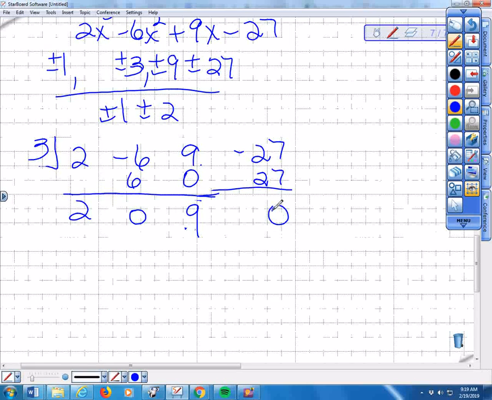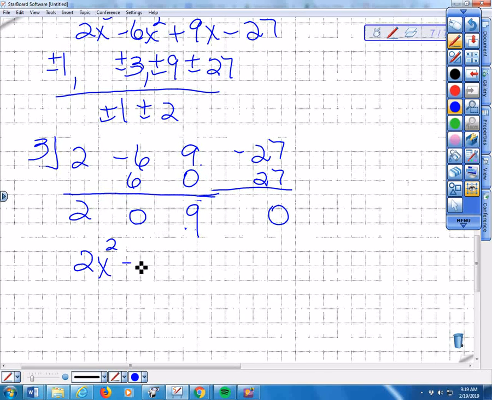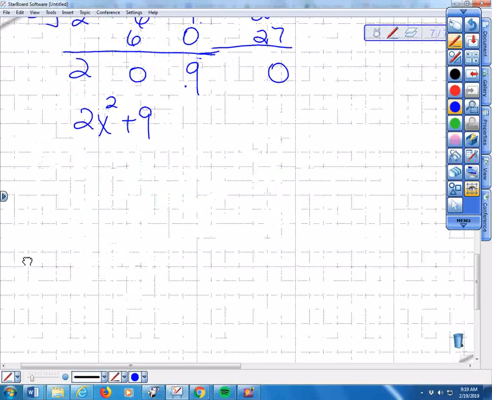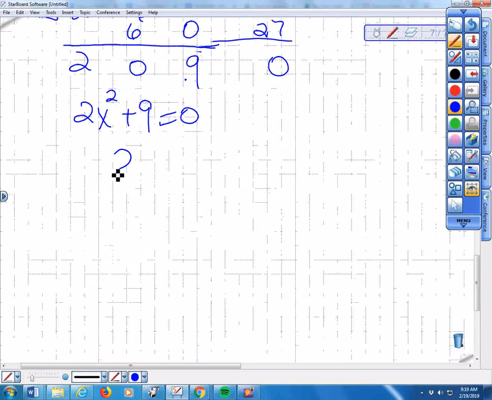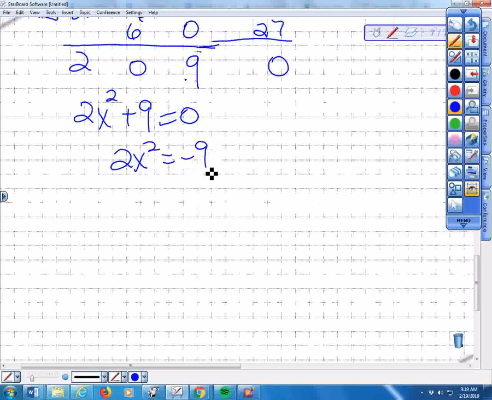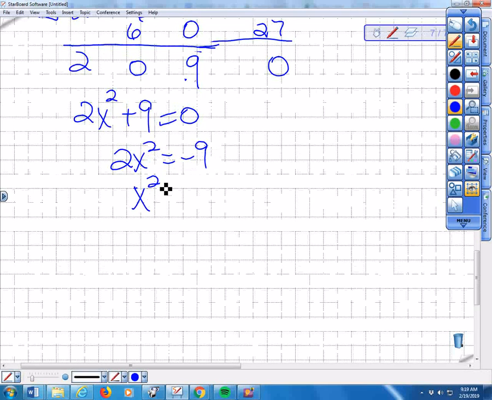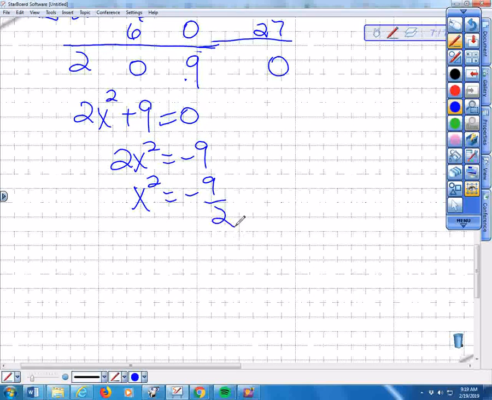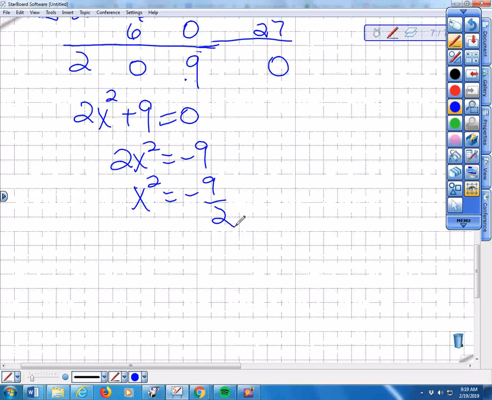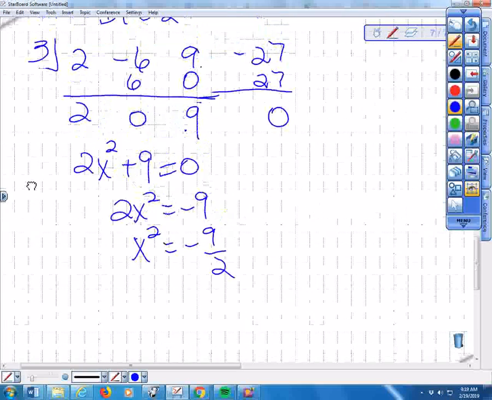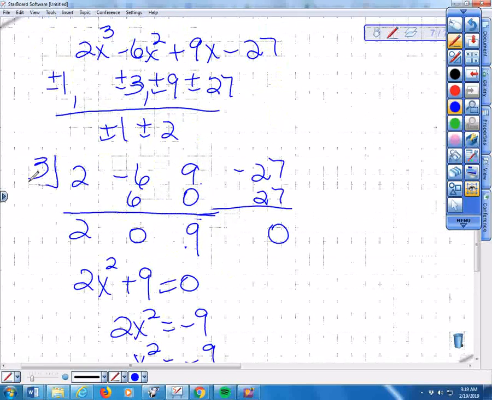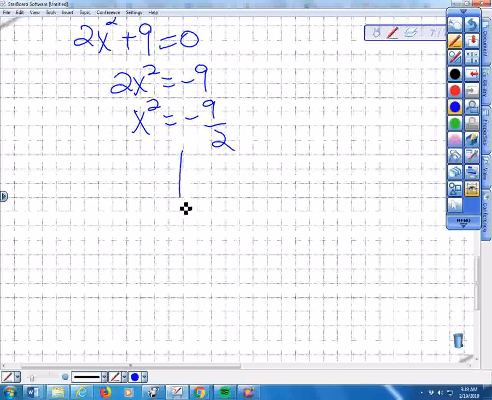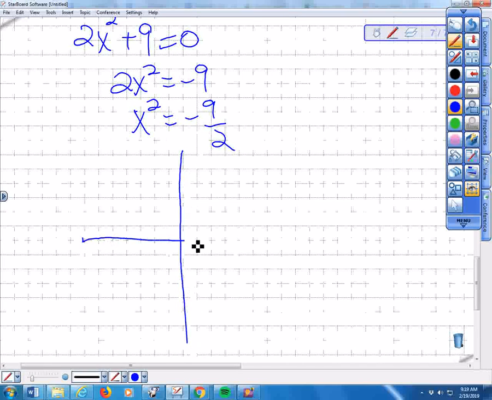So what do I have left? 2x squared plus 9, right? If I solve for this, 2x squared equals negative 9, right? X squared equals negative 9 halves. Square root of that is an imaginary number. So I only have one real solution. Okay? And I know the end behavior is going to be like this. So I know my one real is that x equals 3.